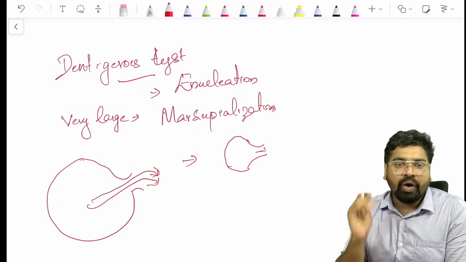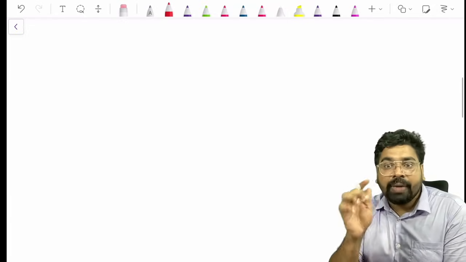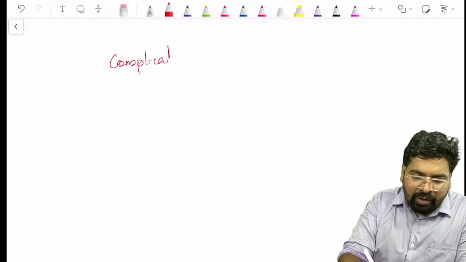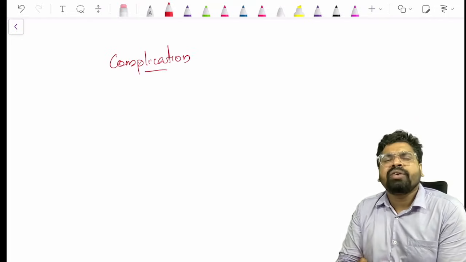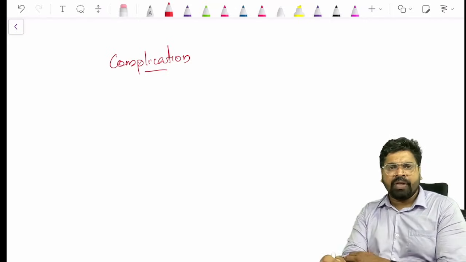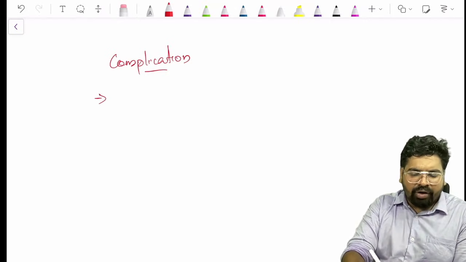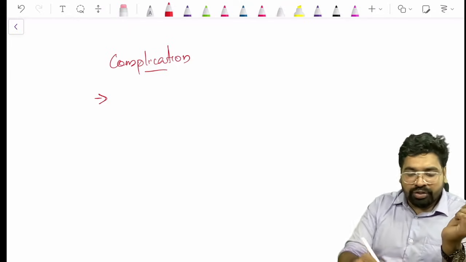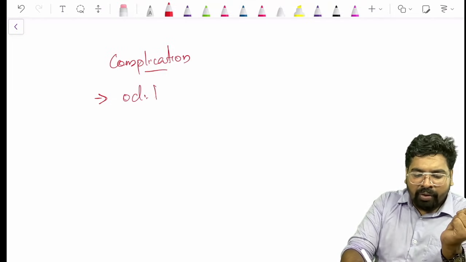What if I am not treating the dentigerous cyst? What is the complication? This is a question, complication. This area is a very good question for your NEET examination. So what are the complications? If I am not treating the dentigerous cyst, it can give rise to an odontogenic tumor.